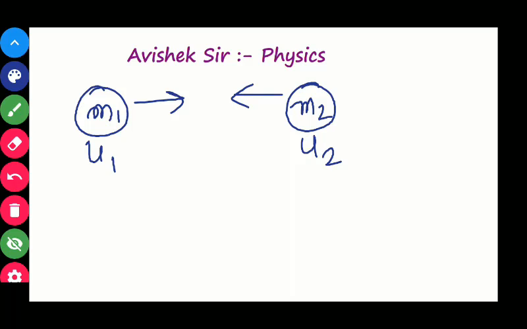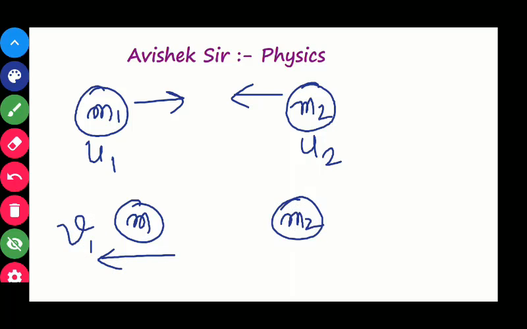Now, after the collision, M1 starts moving in that direction with a different velocity, v1, and M2 starts moving in that direction with a different velocity, v2. In this case we are going to derive the mathematical expression showing that before the collision and after the collision the total momentum of these particles will be conserved. That means the change in momentum will be equal to 0.